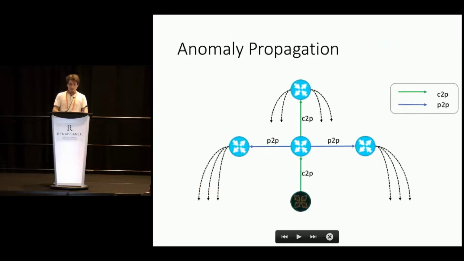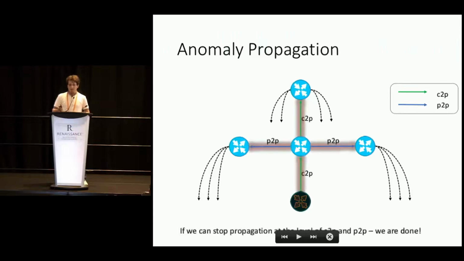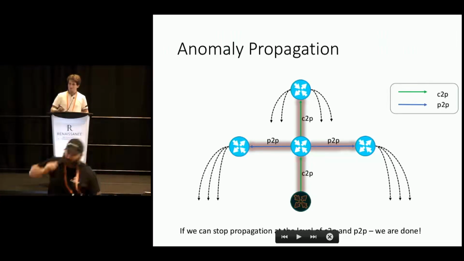So, let's speak about how anomalies are propagating. Is there any difference between propagating a normal prefix or a hijacked prefix? Of course not. It propagates to upstream providers, to peers, and then to downstreams. And if we are able to detect this propagation at the level of links between customers and providers and peers, we are done. So we can simplify the work. Instead of making a goal to verify all AS paths in the world, it's enough to verify AS paths for prefixes that are received from customers and peers.